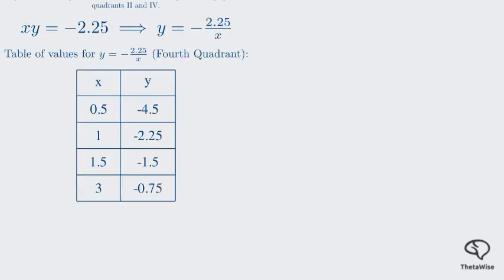If x is 0.5, y is negative 4.5. If x is 1, y is negative 2.25. If x is 1.5, y is negative 1.5. If x is 3, y is negative 0.75. These points help define our first branch.